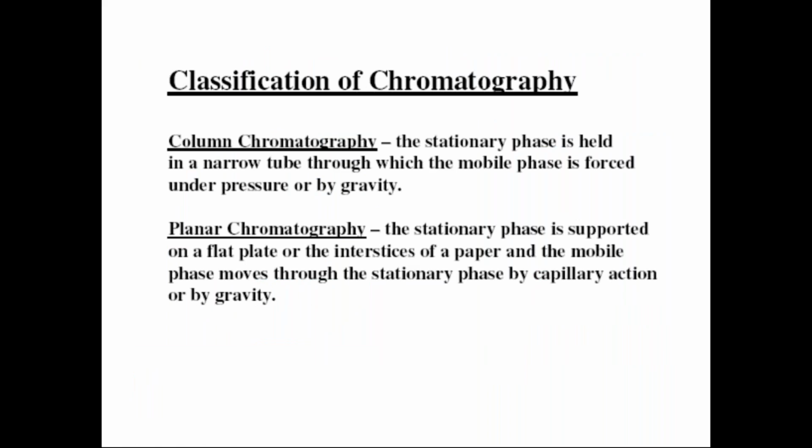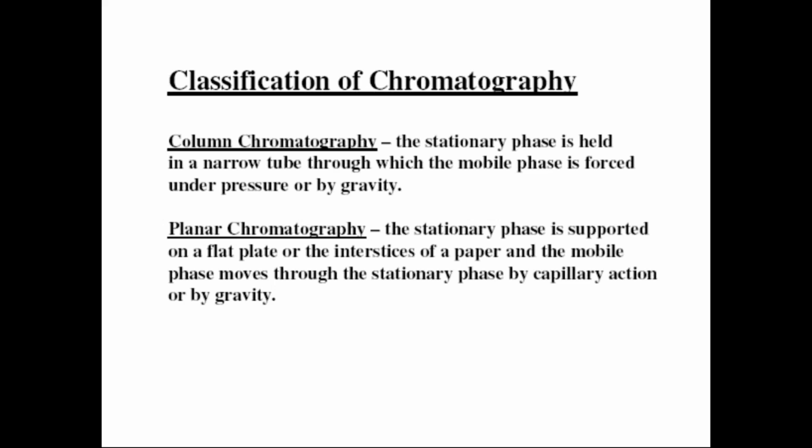So how many types of chromatography do we have? We can divide chromatography into two types depending on whether we use a column or whether we use flat plates. In column chromatography, the stationary phase is packed or held in a narrow tube through which the mobile phase is forced down either through pressure by using a pump or by gravity.